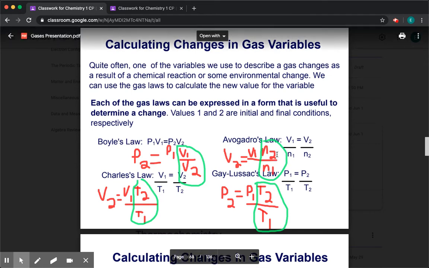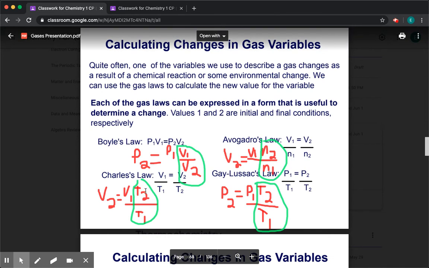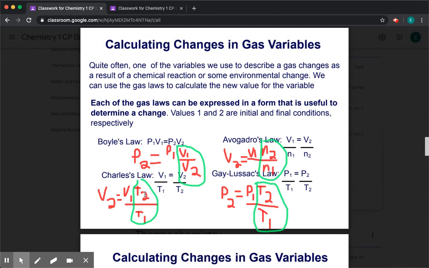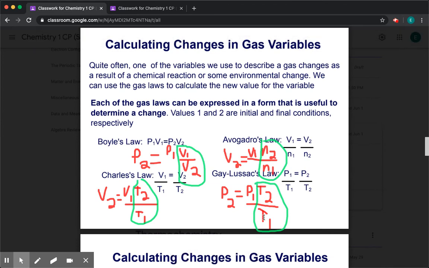For Avogadro, if the new number of moles is greater than what you had originally, volume is going to go up. That makes sense. For Charles' law, if the temperature increases, you're going to get an increase in volume. That makes sense. And for Lussac's law, if your new temperature is greater than the original, pressure is going to go up. The only one where if the new container is smaller, you get a higher pressure. If the new container is bigger, you get a smaller pressure.